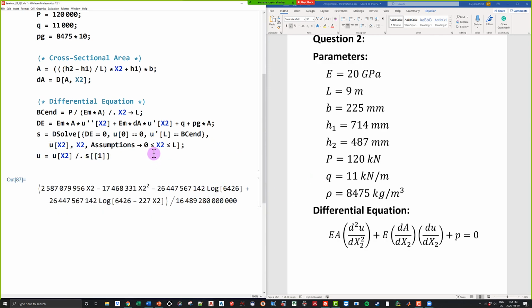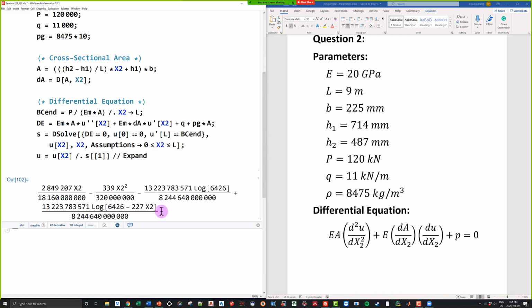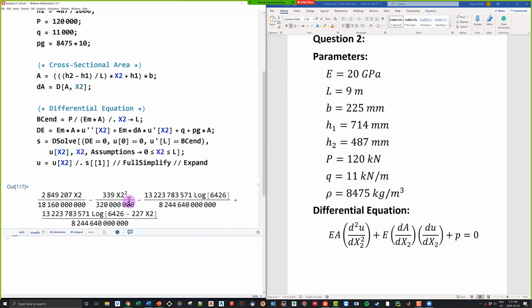But of course, you guys don't want to input that into your assignment. So if we want to, we can simply expand it. And we'll have something like this. And again, that's pretty gross. So if we want to, we can even fully simplify it and then expand it. Not much nicer, but it looks a little bit better.